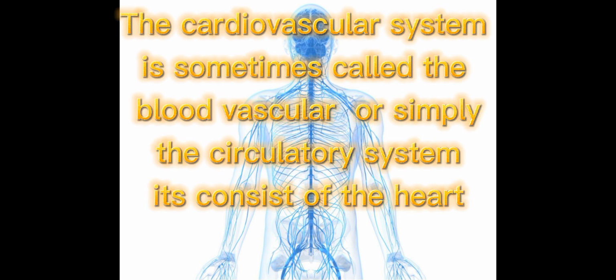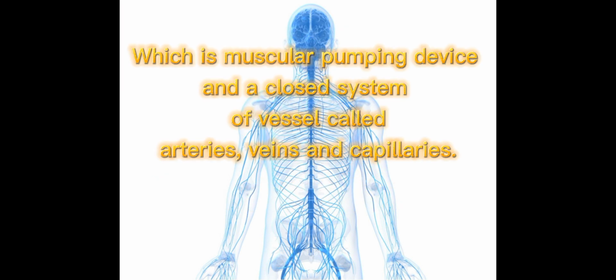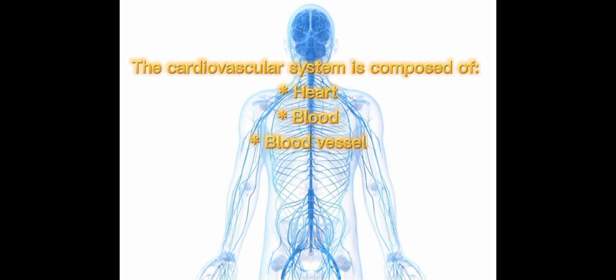The cardiovascular system is sometimes called the blood vascular or simply the circulatory system. It consists of the heart, which is a muscular pumping device, and a closed system of vessels called arteries, veins, and capillaries. The cardiovascular system is composed of the heart and blood vessels.